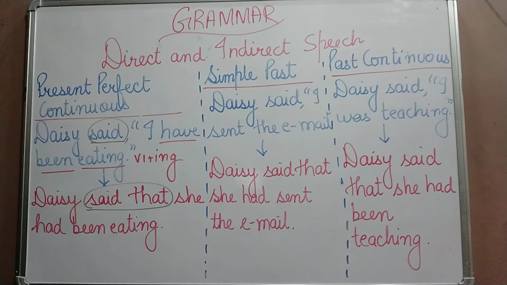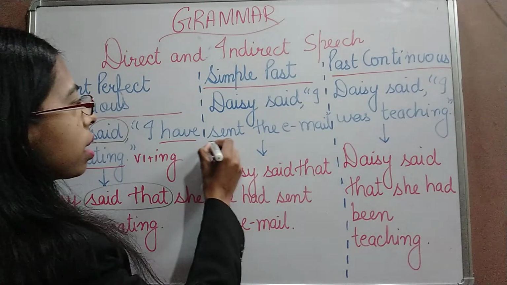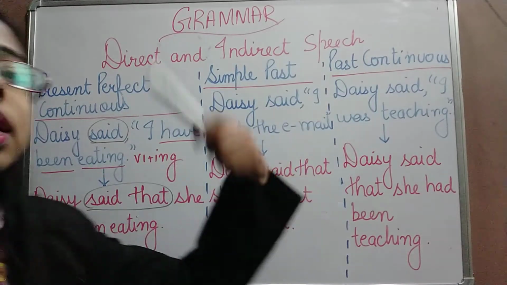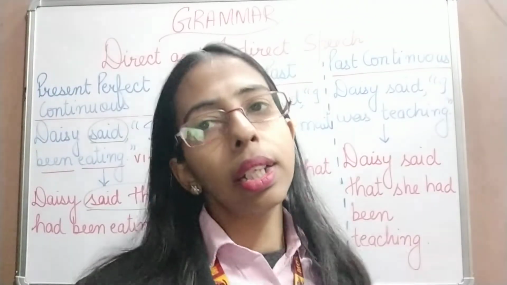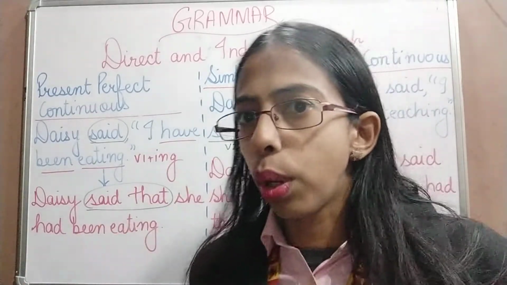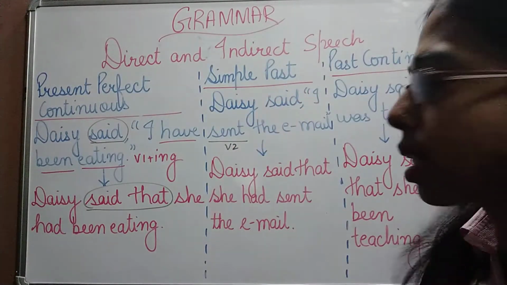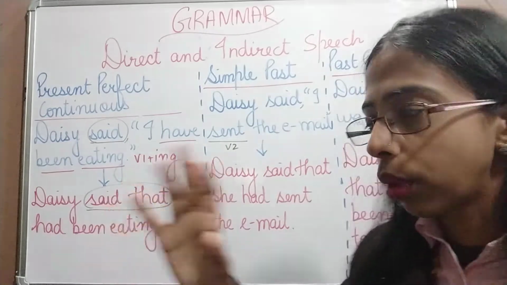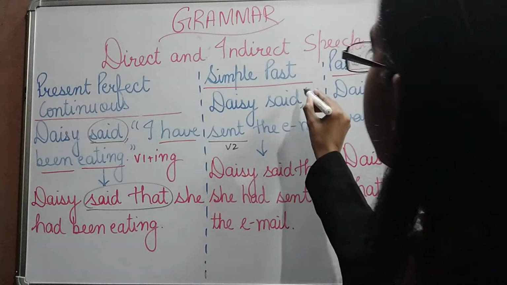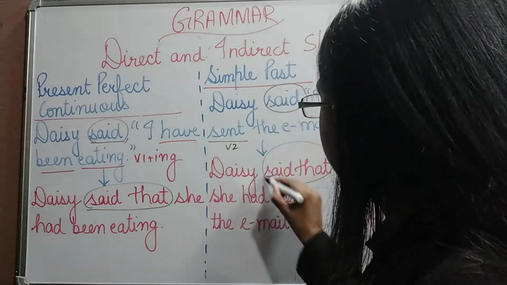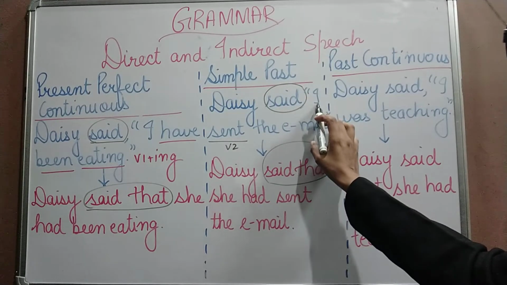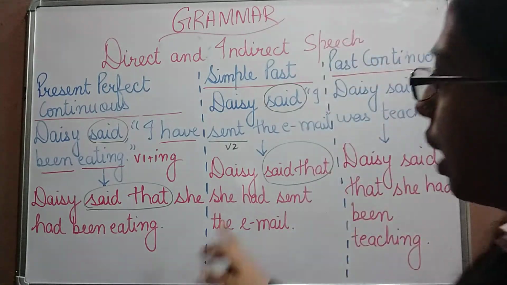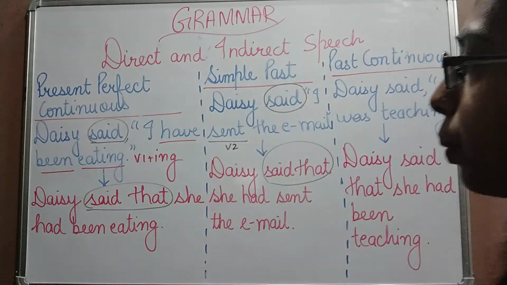That becomes your indirect. Come to simple past. Simple past is simply second form of verb. Sent. Daisy said, I sent the email. Now, sent here is a verb which is used in the second form. Second forms are used for simple past tense. So, Daisy said, I sent the email is simple past. Okay, second step. Said will change into said that. Daisy said that she had sent the email. Right? You will add had with the verb.